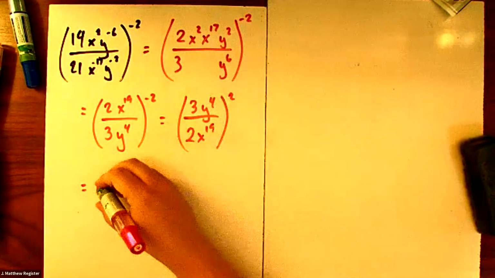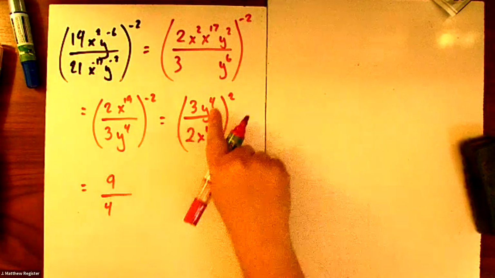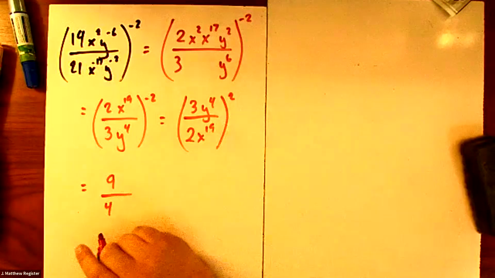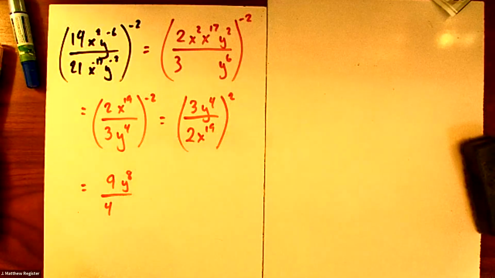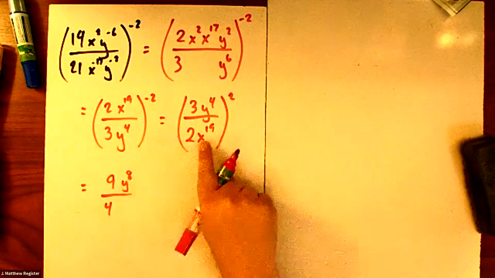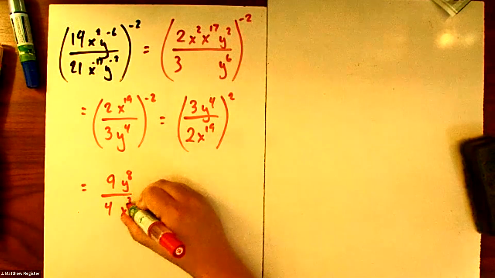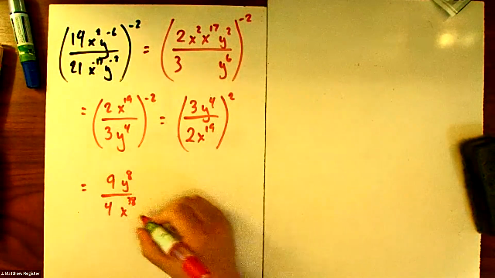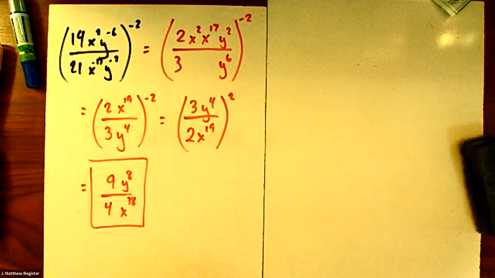The 3/2 we can square to give 9/4. Y to the 4th squared gives us y to the 8th, because remember, we're just doubling the exponent in that case. And same with the x to the 19th, that will become x to the 38th. And that's our solution.